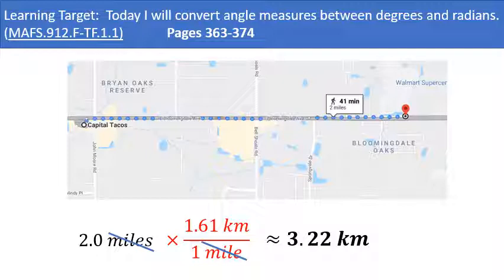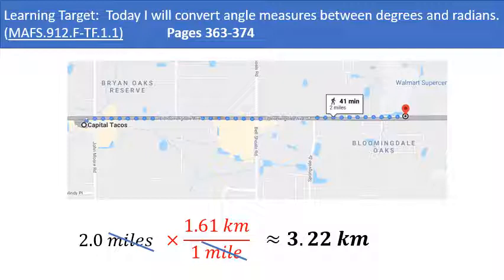Okay, simple multiplication. Now, here's my question. I just told you that it was 2.0 miles. Now I'm telling you it's 3.22 kilometers. Has the distance between Bloomingdale High School and Capital Tacos changed? The number changed from 2.0 to 3.22, but has the distance itself changed? No. What's changed is the unit that we're using to measure that distance. All right, and that's what I want you to think about.